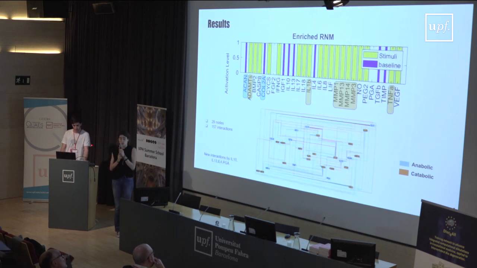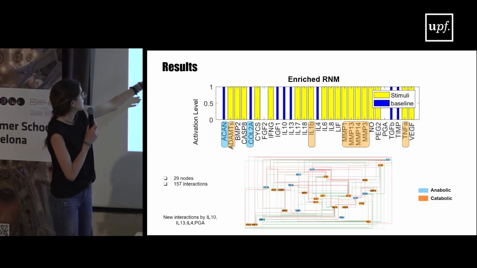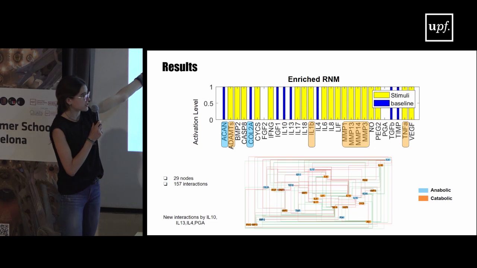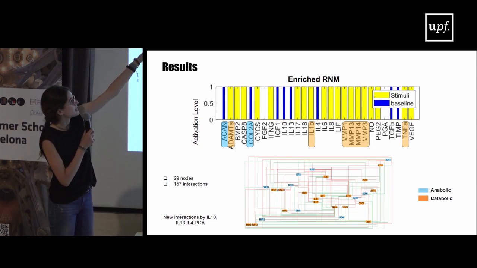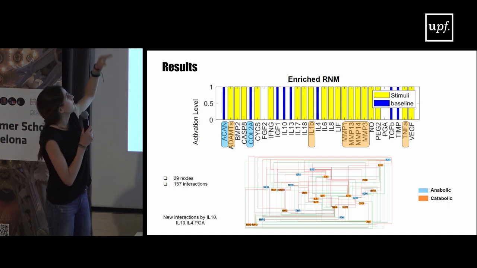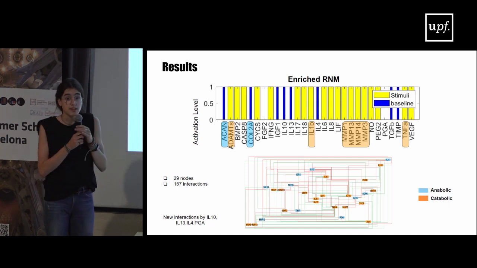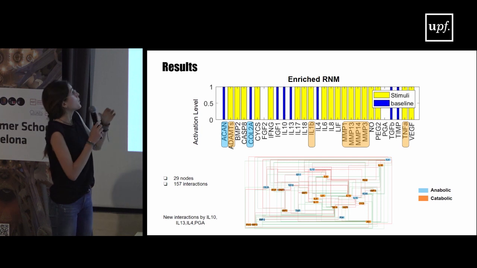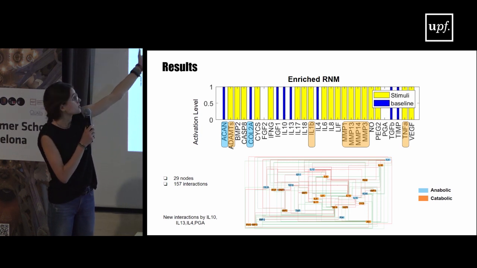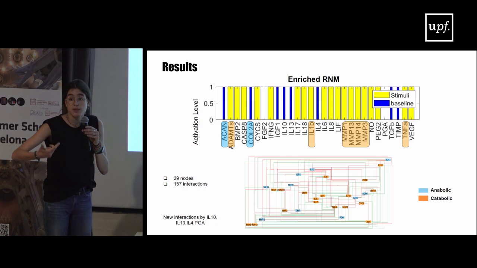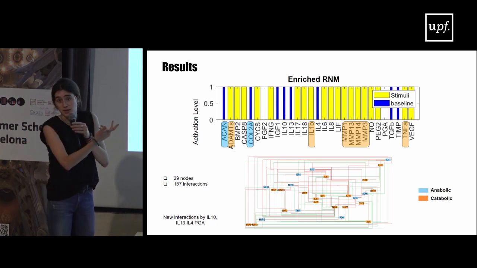Regarding the enriched one, here you can see that the nodes are the same, but we have more interactions. Moreover, we can see that in the baseline, because the enriched network represents a healthy cartilage, we have very high levels of anabolic molecules, the blue ones, and very low levels, well, no levels of the catabolic ones. And when we stimulate it with the inflammatory ones, we obtain the opposite pattern.